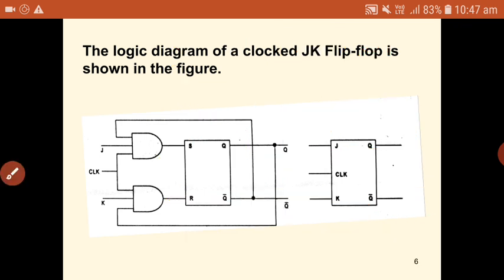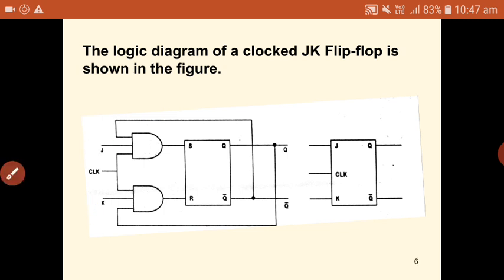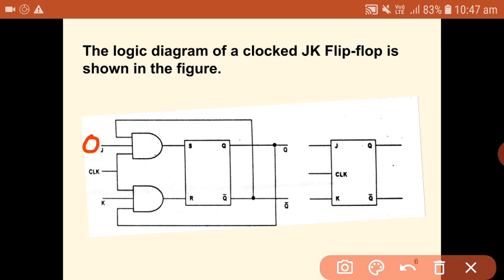And after knowing the truth table of SR flip-flop, you can find the truth table of the JK flip-flop. Since J and K are the two inputs, you can give the inputs like this. Let us say J is equal to 0 and K is equal to 0.